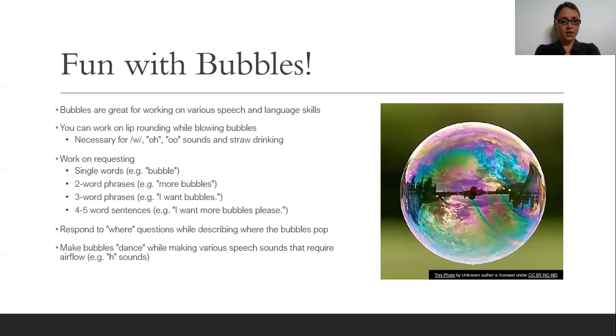So that's a very good skill for kids to work on when they're pretending or when they're blowing the bubbles or just blowing the bubbles off the wand. You can work on requesting. So if they're at a single word level, bubble, please, more, up, down. If they're at a 2-word level, more bubbles, bubbles, please, open bubbles, please, for like a 3-word phrase level, and then moving into longer sentences containing 4 to 5 words. Like, I want more bubbles, please, or open the bubbles, please.